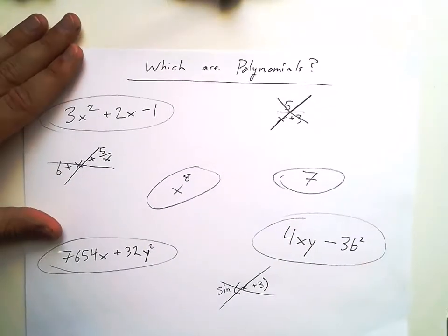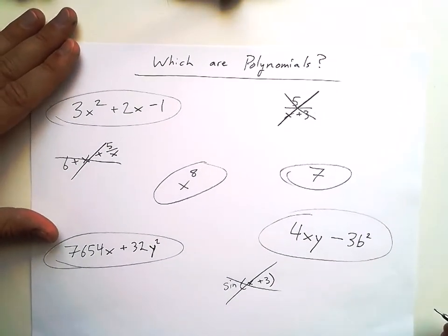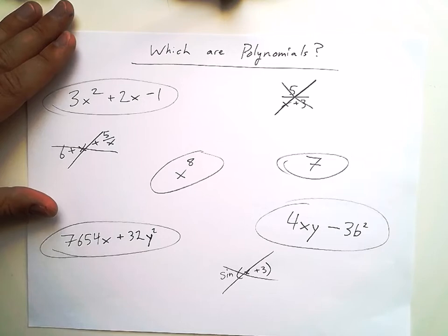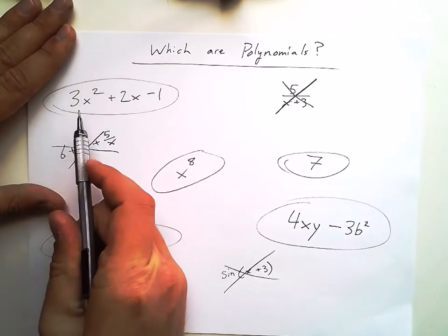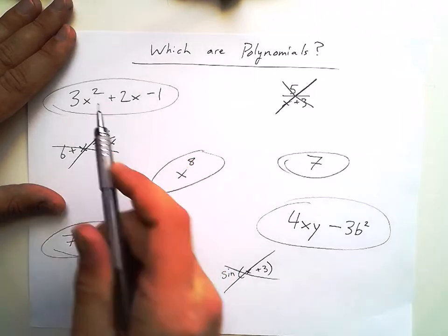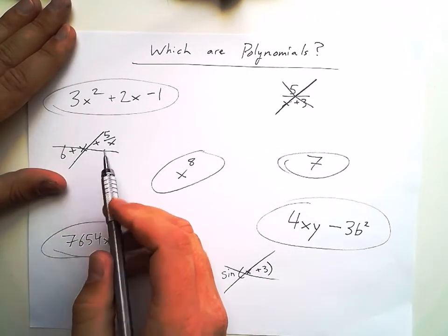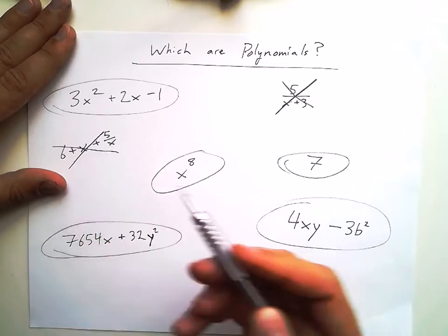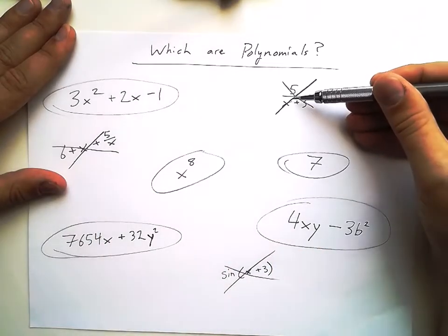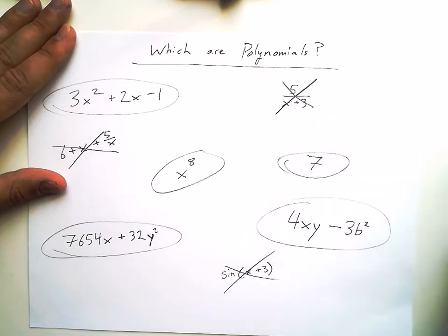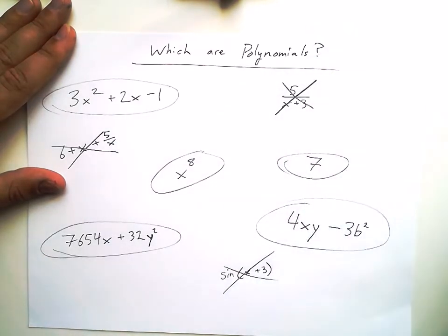So I had to restart my video, so I already circled and crossed off which ones are polynomials, which ones aren't. So you don't get to see me do it. But this is a polynomial because all those parts are monomials. This one was not a polynomial because it has divided by x. Same thing with this one, divided by x on the bottom of a fraction. That makes it not a polynomial.